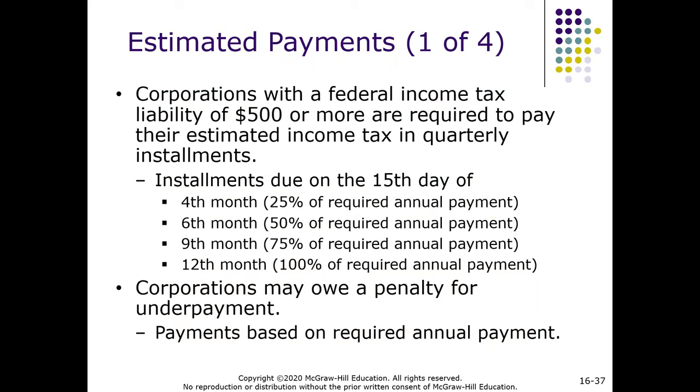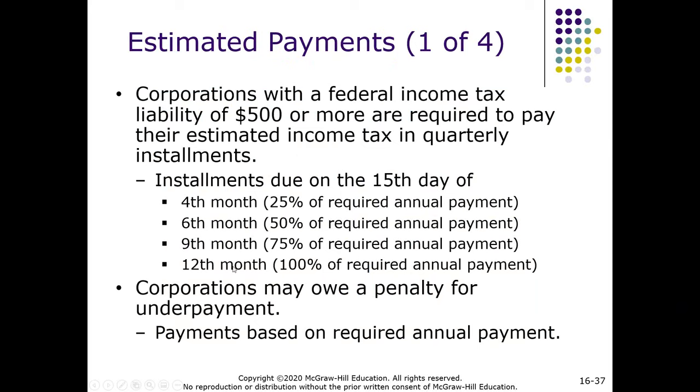Okay, so estimated payments. Corporations with a federal income tax liability of $500 or more are required to pay their estimated taxes in quarterly installments. Individuals have the exact same thing, except instead of a liability of $500 or more, it's if you owe an additional $1,000 or more. So corporations have a little less leeway on this. Your installments are due on the 15th of the 4th, 6th, 9th, and 12th months.